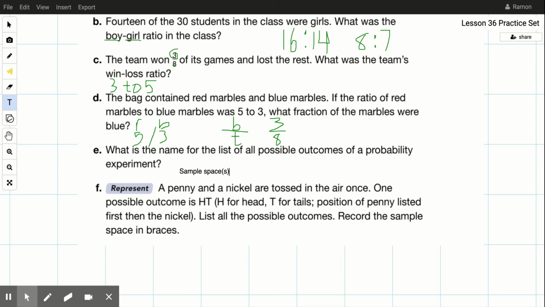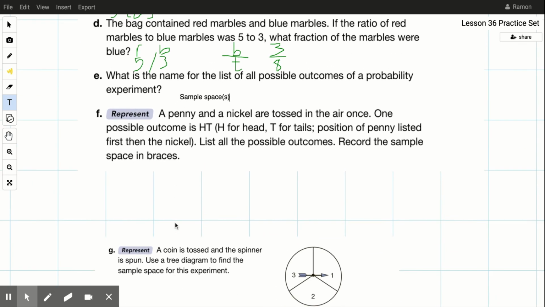If I were to pick a number between 1 and 20, my sample space is all the numbers 1 through 20. So 1, 2, 3, 4, 5, 6, 7, 8, 9, 10, 11, 12, 13, 14, 15, 16, 17, 18, 19, 20. So that would be the sample space. The sample space is just a list of every single thing that could possibly happen.